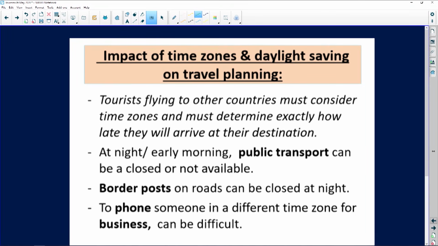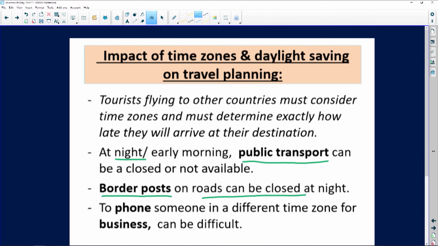All right, so what effect does all of this have on tourism planning? If we fly to other countries, very important, we might be arriving at a different destination in the middle of the night in their local time or early in the morning, which means some public transport services might be closed or unavailable. When you travel by road from one country to another, for example, South Africa to Botswana, you might find that you get to the border when the border is closed. So you've traveled from Europe to South Africa by plane, you traveled with a car from South Africa to Botswana, but you are stopped at the border because the border is closed because it's in the middle of the night.